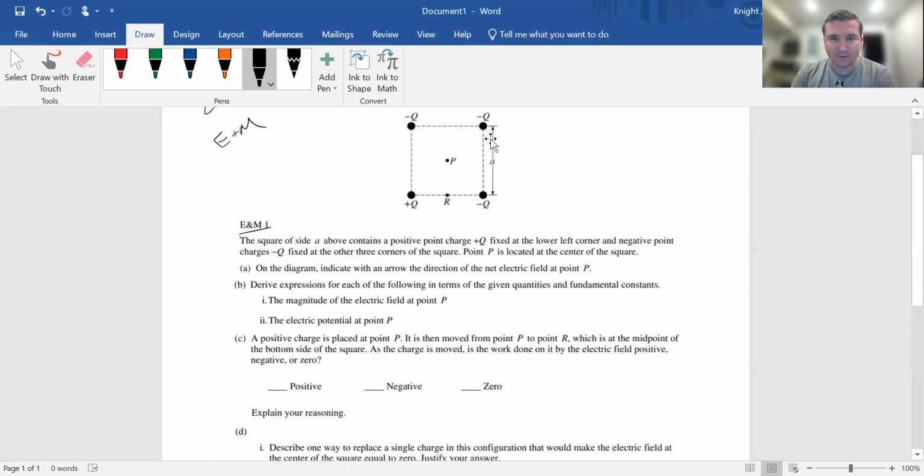Square side A contains positive charge Q, lower left, and negative Q's everywhere else. Point P is located in the center. On the diagram, indicate with an arrow the direction of the net electric field at point P.